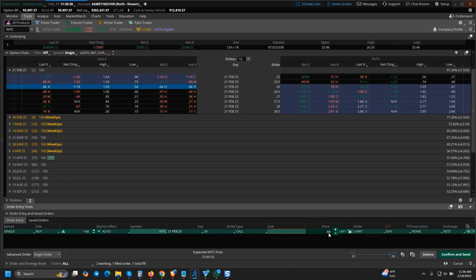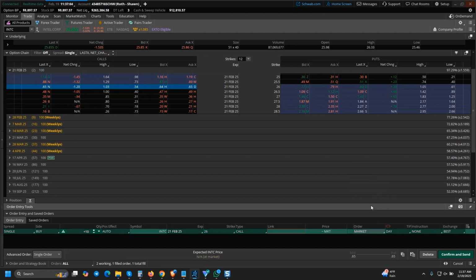They default to showing me that I'm going to pay the ask price of 66 cents, but I can set my own limit price. And I think it's going to come back a little bit. I'm only willing to pay 62 cents, let's say. And then I choose the type of order I want to place. It defaults to limit order. Limit is always a good choice because you're only going to pay the 62 cents or less to buy that option.